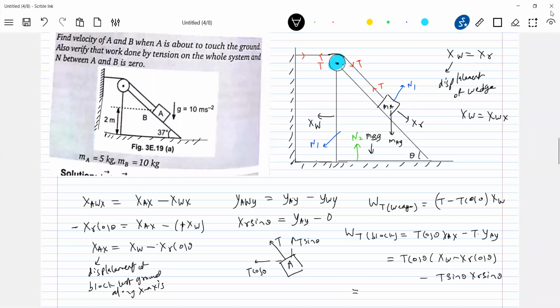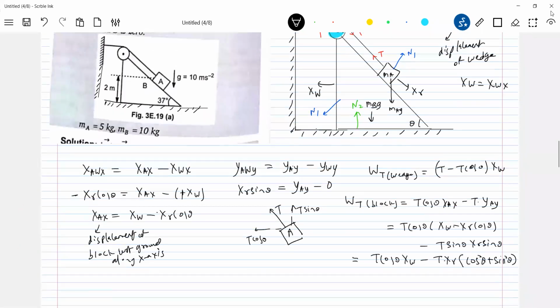Now, what is the next part of the problem? Further we'll simplify it. T cos theta XW, T cos square theta XR. I'll take T XR outside, I'll take common. So this will be cos square theta. I'll scroll up a little bit. Yeah. So this should become T cos theta XW minus T XR. The bracket term will be 1.